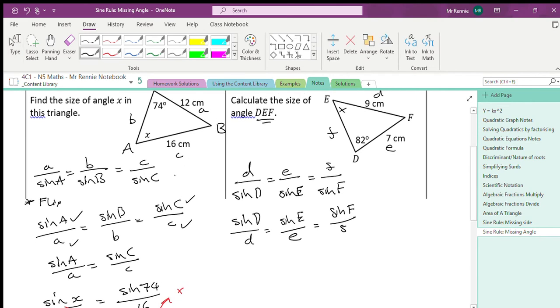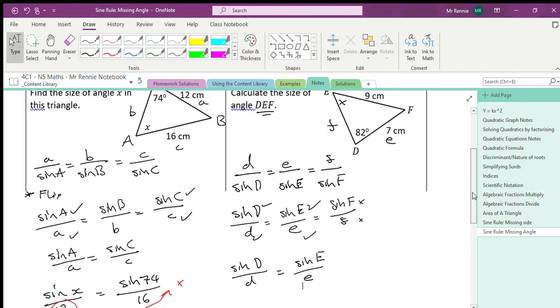So I know my angle at D is 82 and I know my length of D is 9. Okay, I know my angle at E is X, that's the one I want to find out, so I'm still going to tick that, and I know my length of E is 7. I don't know the angle at F, and I don't know the length F, so I'm not going to use that. Okay, so it's going to be sine of D over D equals sine of E over E. Okay, so that's the two parts I'm going to use for this question here.